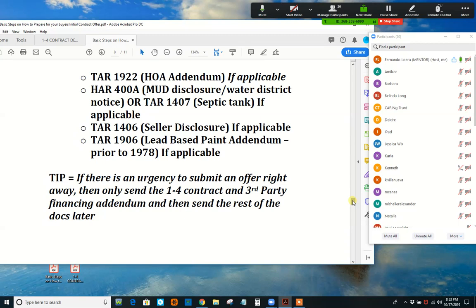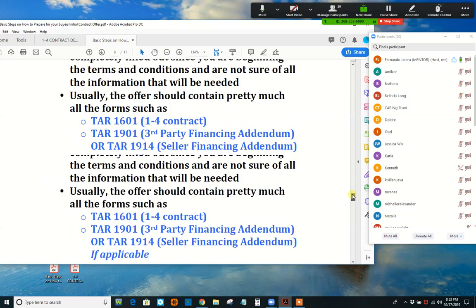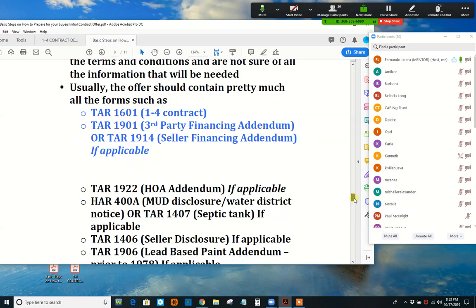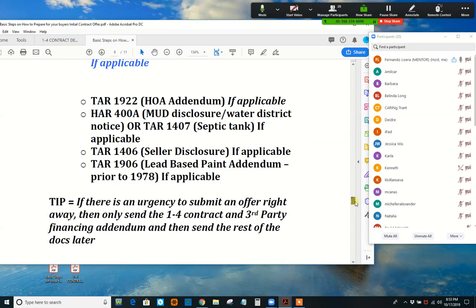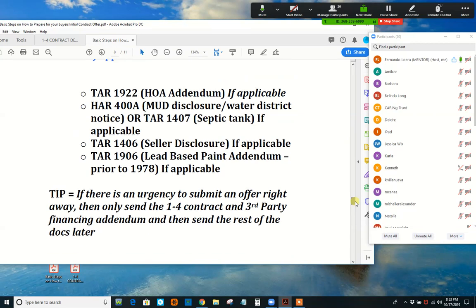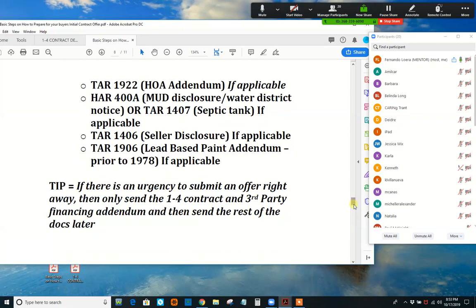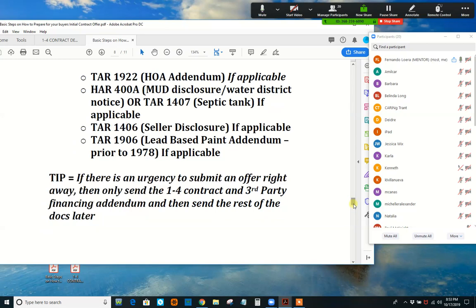Well, remember what I told you about all these other forms you need to fill out, right? The reason I have these in blue is, if it's urgent, just send the 1-to-4 and the third party. Get that signed by the buyers, initialed, signed, and send it off. That way, at least you got the foot in the door. Then work on the other forms. At least the anxiety and stress won't be as bad because you already got the offers in there. Okay, so that's a real good tip. I practice that quite a bit.